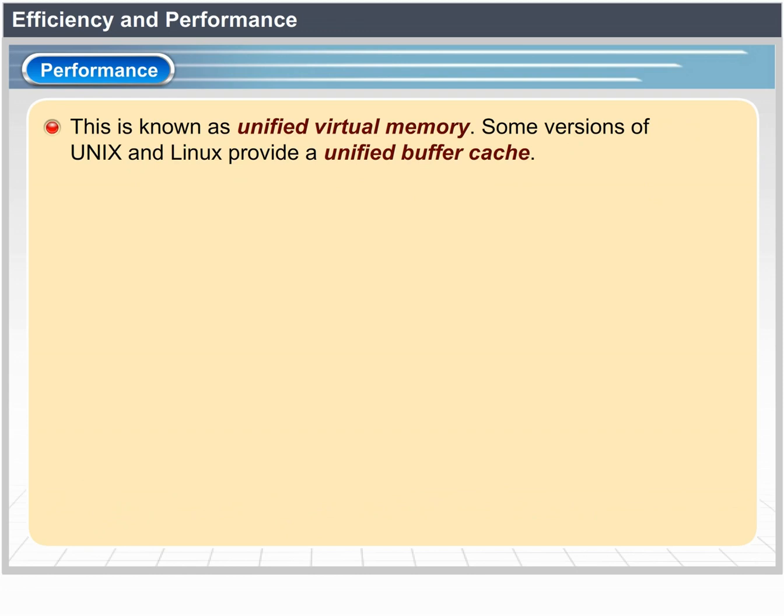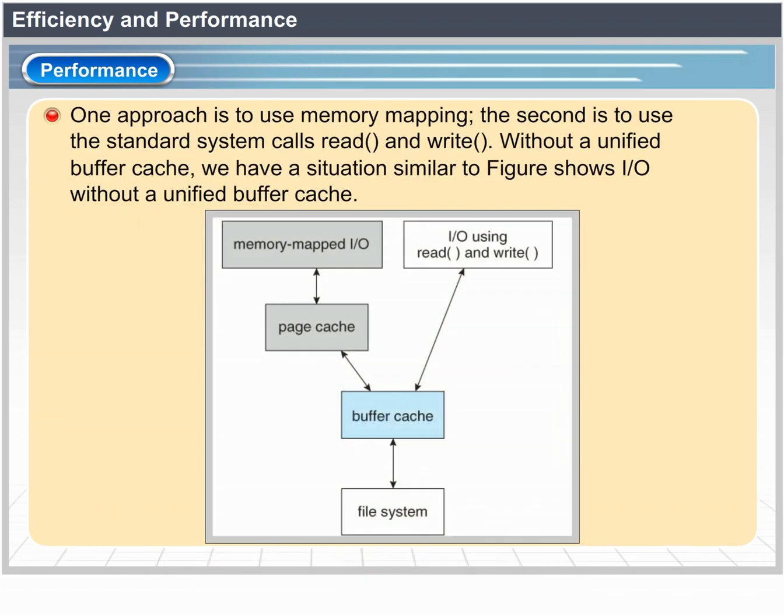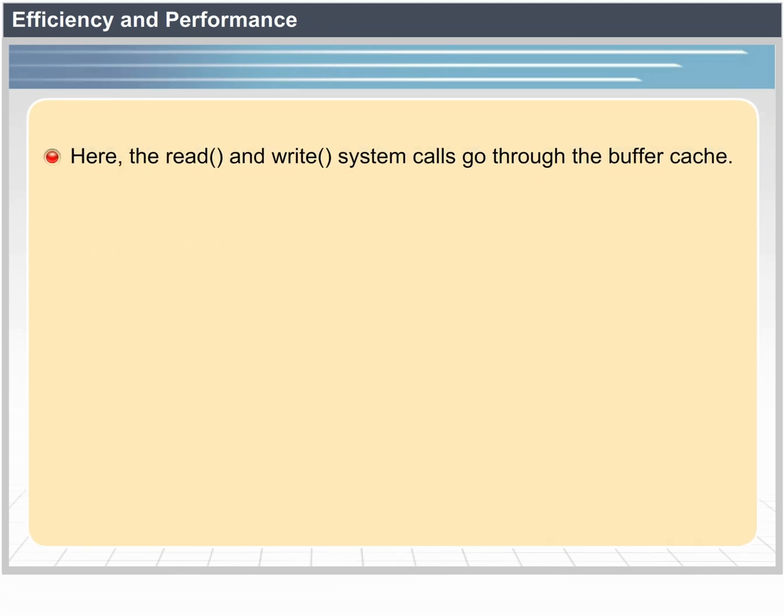To illustrate the benefits of the unified buffer cache, consider the two alternatives for opening and accessing a file. One approach is to use memory mapping. The second is to use the standard system calls read function and write function. Without a unified buffer cache, we have a situation similar to the figure, which shows input-output without a unified buffer cache. Here, the read function and write function system calls go through the buffer cache. The memory mapping call, however, requires using two caches, the page cache and the buffer cache.